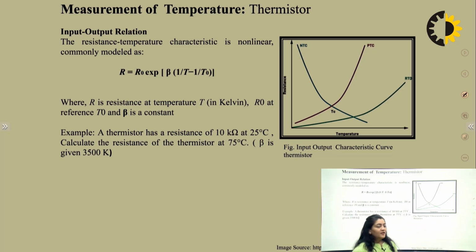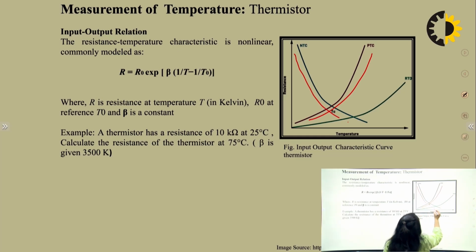You see that PTC is mostly in this kind of range, that as the temperature increases, the resistance also increases. But NTC is the opposite. When the temperature is low, the resistance is high. But as the temperature increases, the resistance decreases.